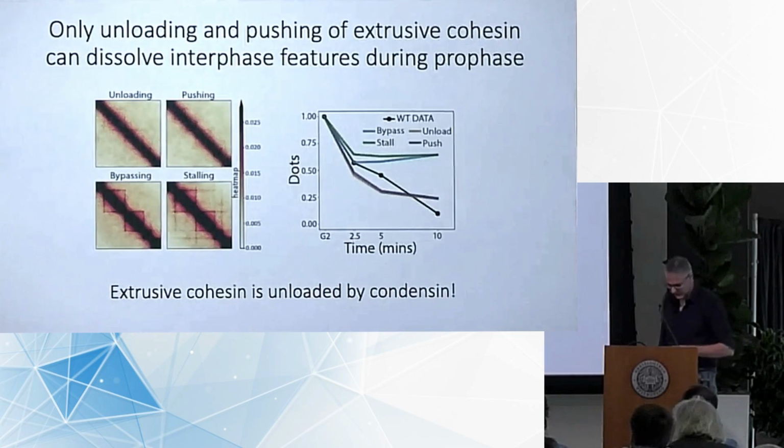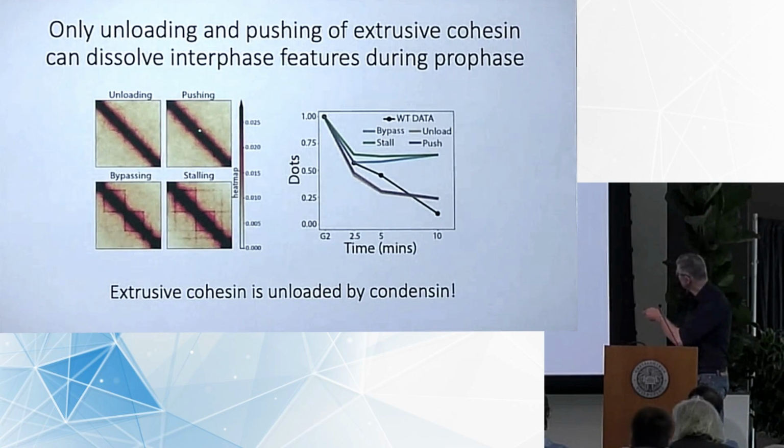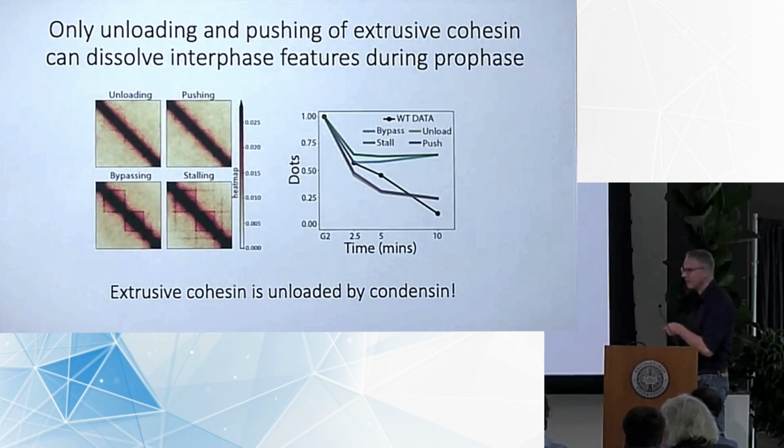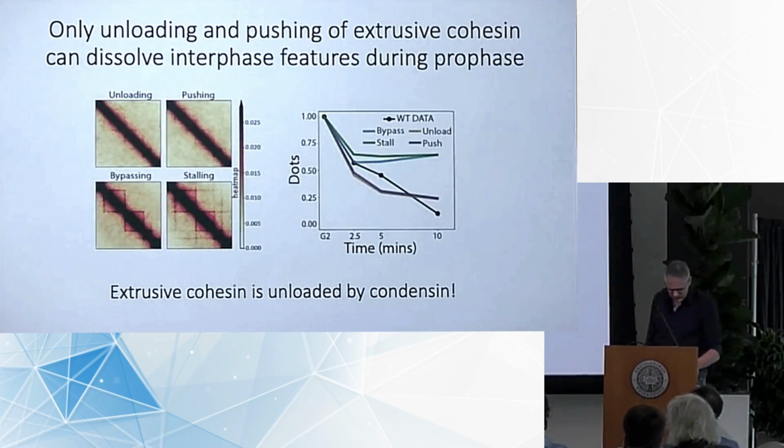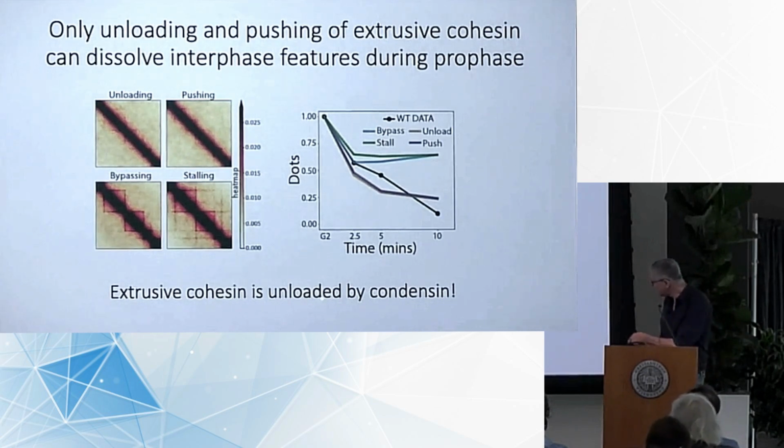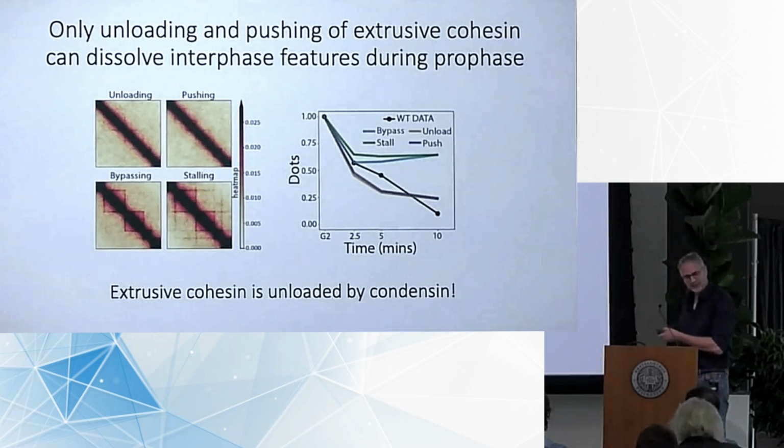Here's another way of looking at that in a somewhat different view. If condensin can unload or push cohesin, you lose all these features typically associated with cohesin. If they bypass or stall, nothing really happens. So we think extruding cohesin is at least probably unloaded. We can't really separate unloading and pushing, but we have some proteomics data from Bill's lab and other ideas that we like to think it can unload cohesin.